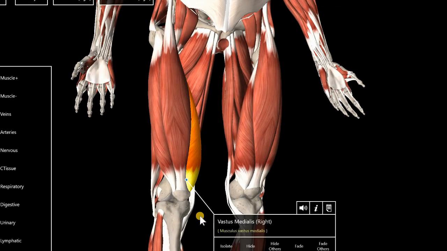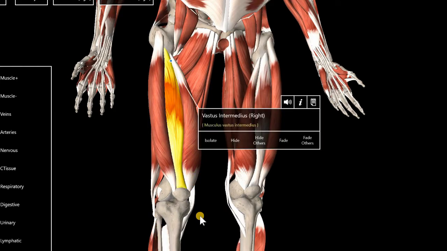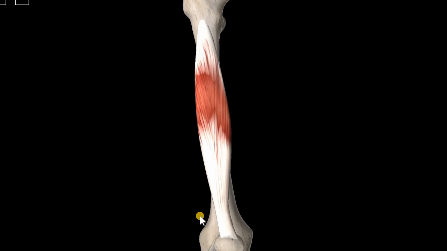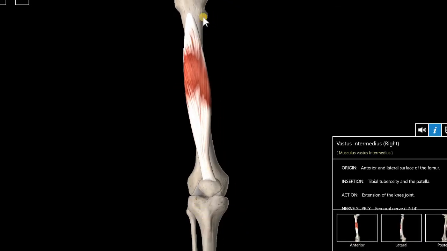Okay, let's peel back the rectus femoris, and you'll see the vastus intermedius. Okay, it has its origin on anterior proximal femur, and insertion, patella, patella tendon, tibial tuberosity. Action is extension at the knee.